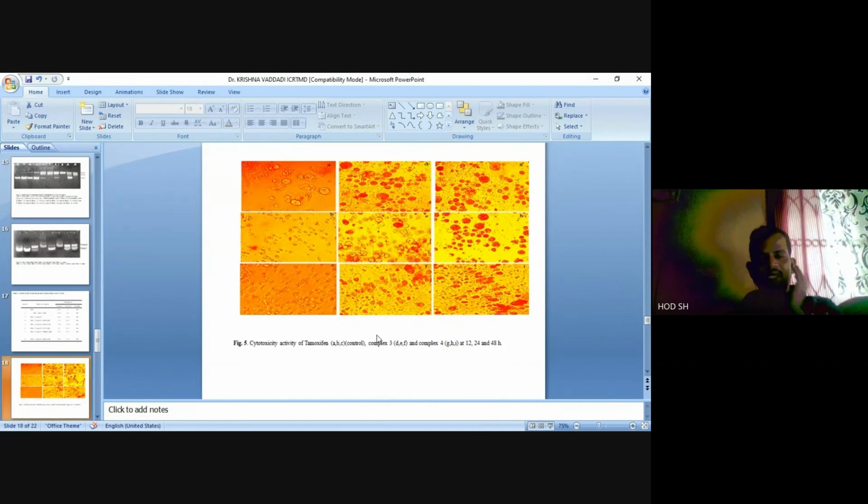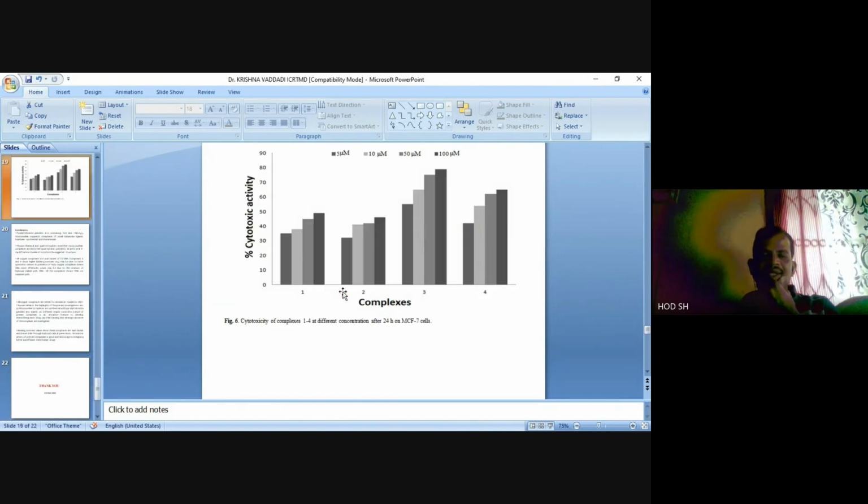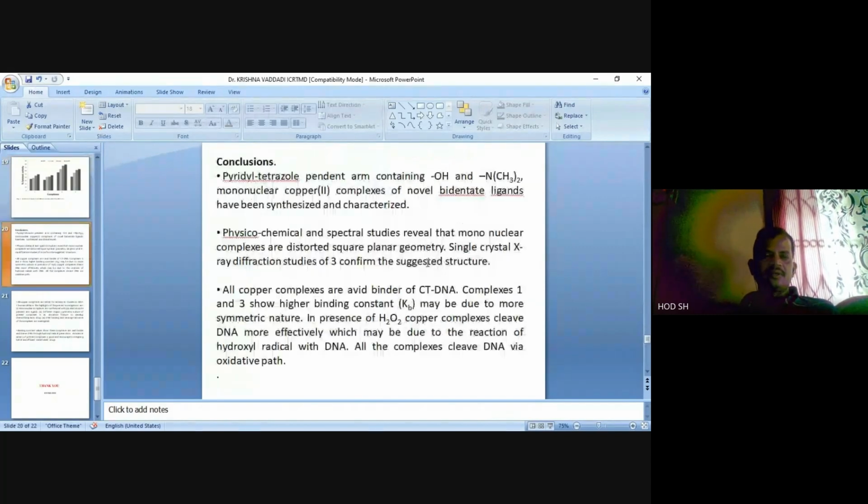Next one, the cytotoxicity of the complexes ABC, DEF and GHI was studied at various durations of 12, 24 and 48 hours, and the control showed more cytotoxic effect on the third complex. This is the cytotoxicity observation of the study at different concentration levels for a duration of 24 hours. In the human cell line, there was more effect in the third complexes.